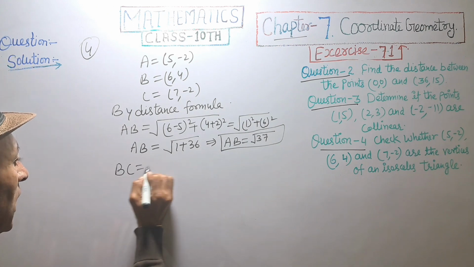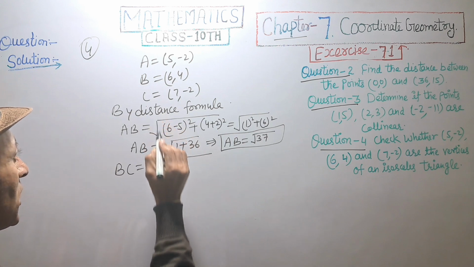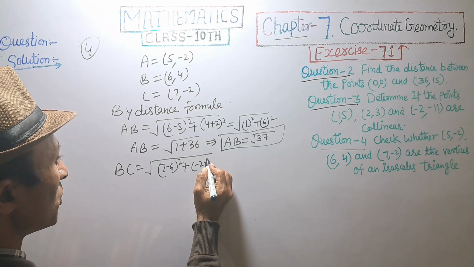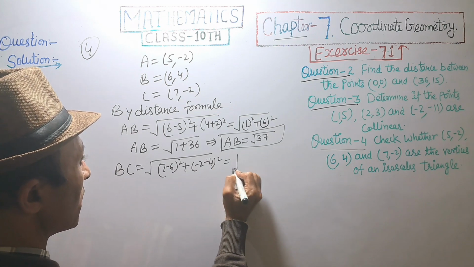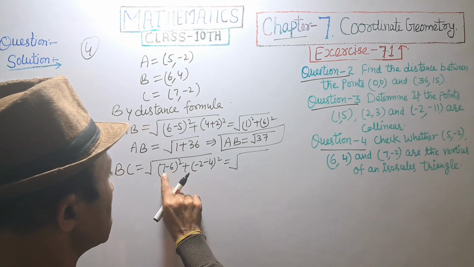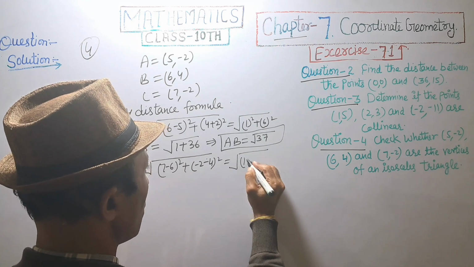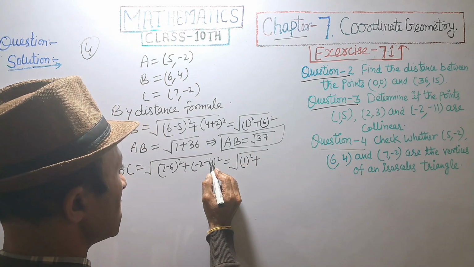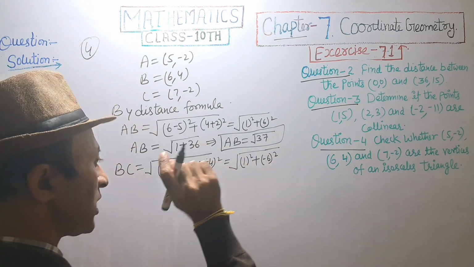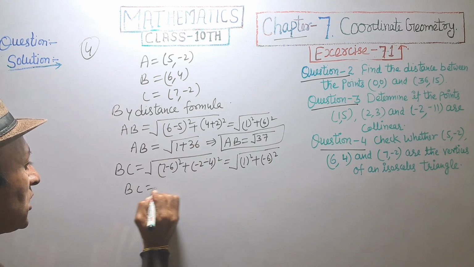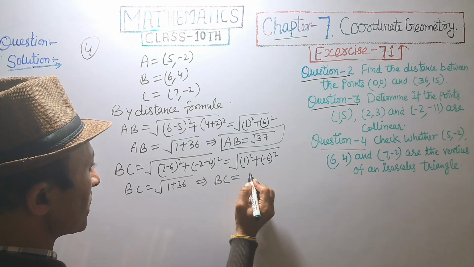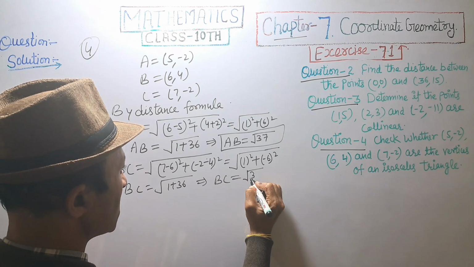And by distance formula, BC is equal to (7 minus 6) square plus (-2 minus 4) square, that is, x2 minus x1 square plus y2 minus y1 square. 7 minus 6 is 1 and 1 square is also 1. -2 minus 4 is -6 and -6 square is equal to positive 36. So BC is equal to under root of 1 plus 36, then BC is equal to under root of 37.